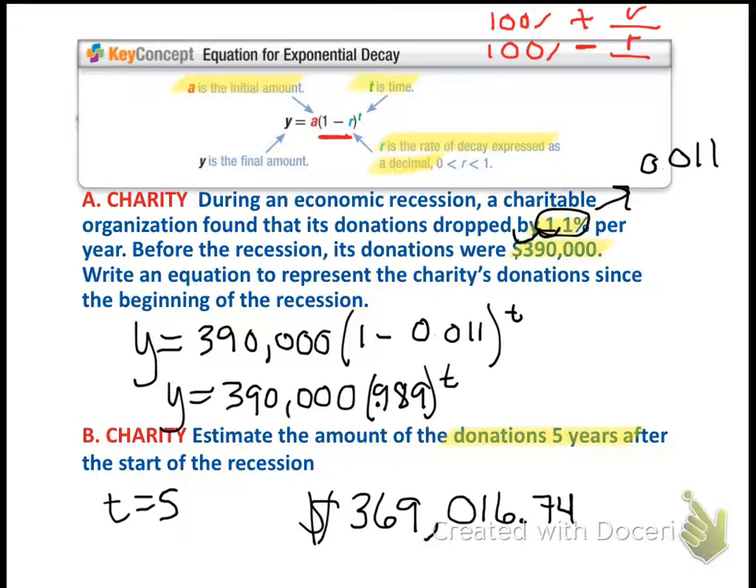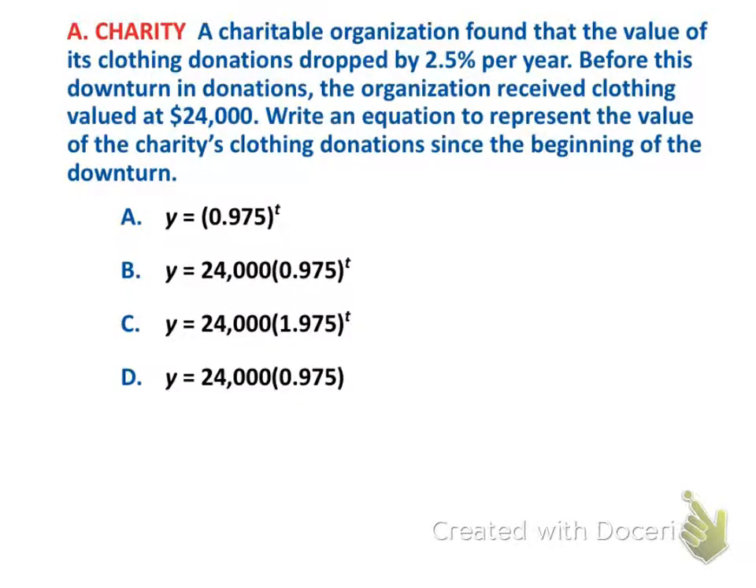Alright, let's try another example. A charitable organization found that the value of its clothing donations dropped by 2.5% per year. Before this downturn in donations, the organization received clothing valued at $24,000. Write an equation to represent the value of the charity's donations since the beginning of the downturn.